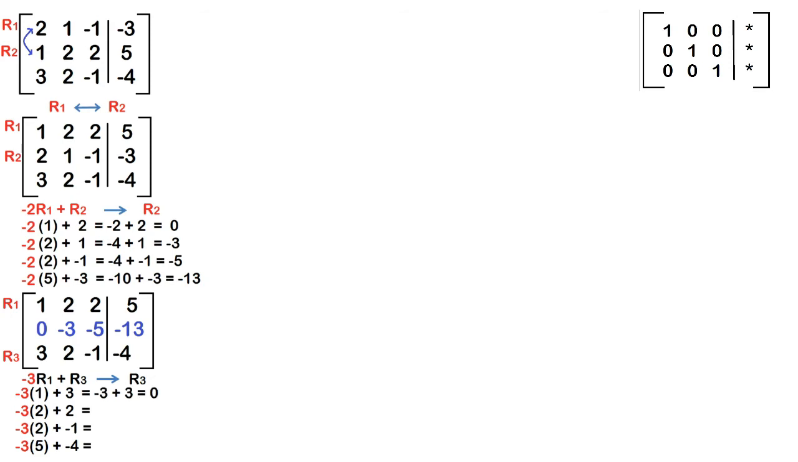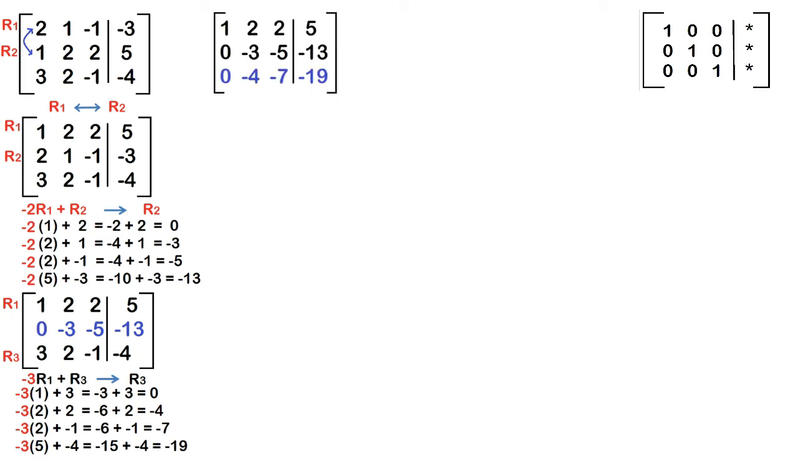-3 plus 3 equals 0, -6 plus 2 equals -4, -6 plus -1 equals -7, -15 plus -4 equals -19. Replace row 3, copy row 1 and row 2. We're done with column 1. Let's move on to column 2.